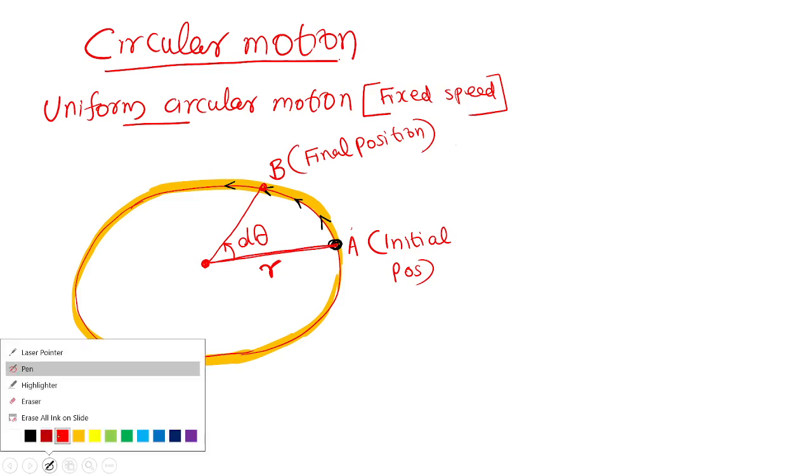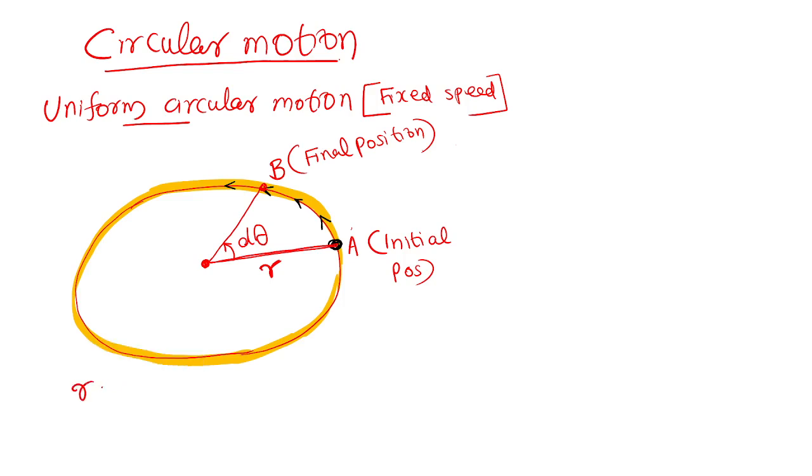So d theta has a name. Let me write important terms here. R is the radius of the circle. I will definitely interact with you, but let me explain some 3 or 4 points. After that, you can ask me doubts. R is the radius. There are so many terms associated with circular motion. D theta is the angular displacement. What is the name of that? Angular displacement.